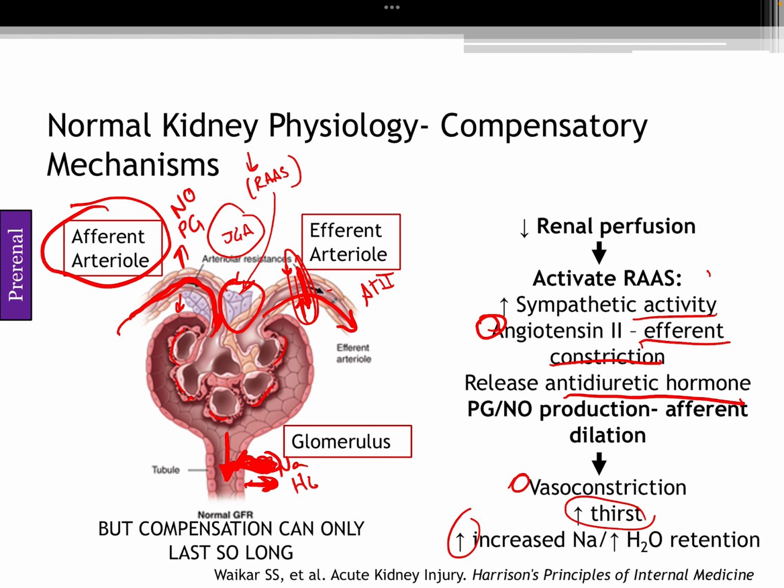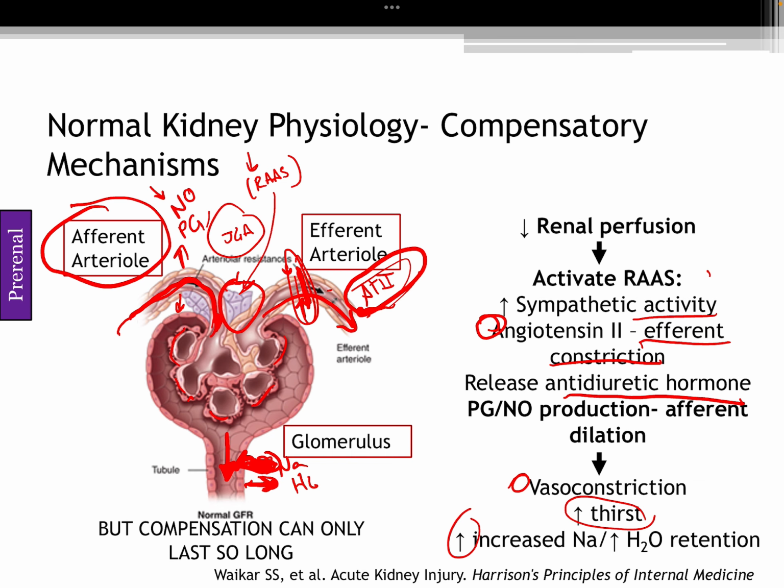Now, these both play an important role, this angiotensin II vasoconstriction and this nitric oxide and prostaglandin-mediated dilation, because this is the mechanism of both NSAIDs in the case of prostaglandin, and ACE inhibitors and ARBs in the case of angiotensin II's renal drug-induced renal injuries, because it's actually going to decrease this system.